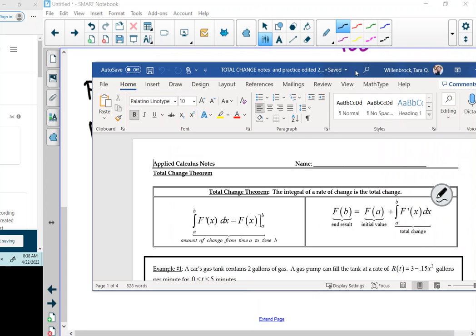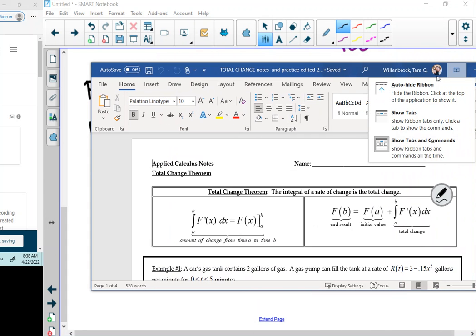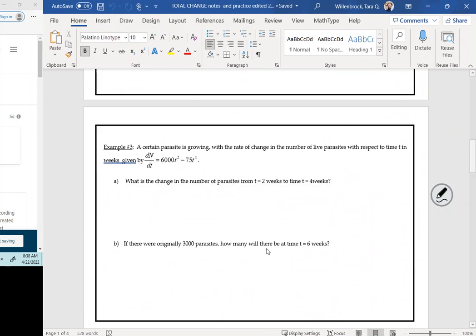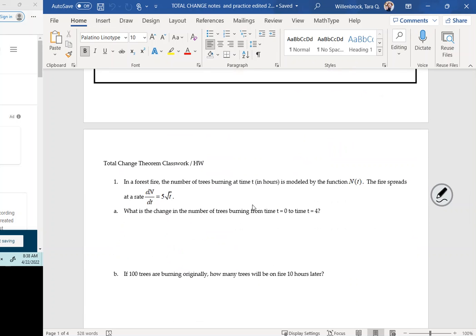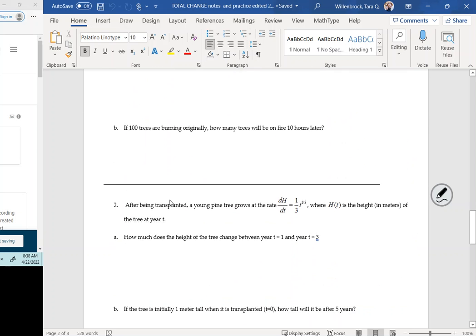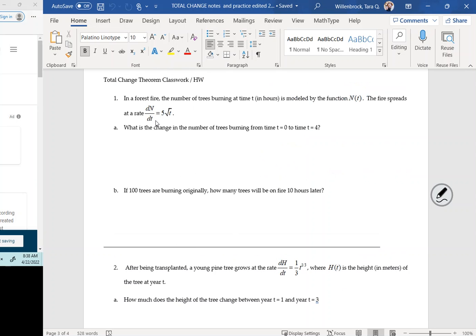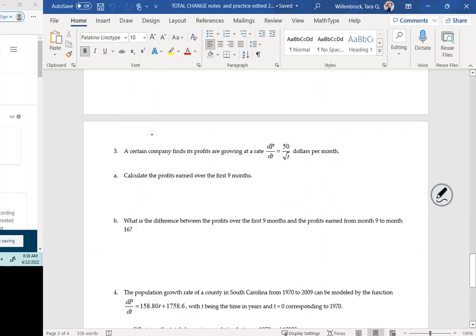All right, so here's our notes. Pretty sure that I've got the review pack in the second part. Those are the ones we did in class. So we got the tree problem. The tree problem's got a root in it, so we have to make sure we can integrate the root. This has got a fractional exponent. These are a little trickier just because of the type of functions you have to do the antiderivative of.